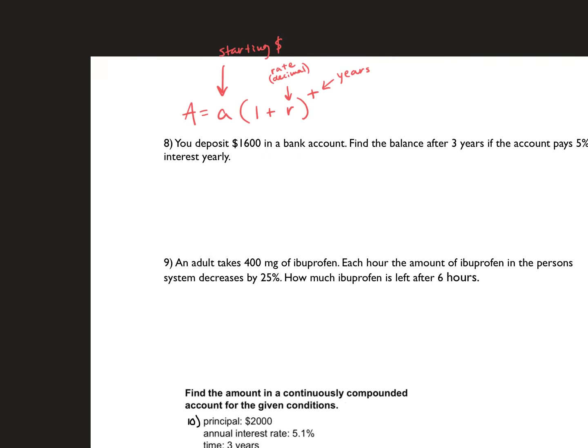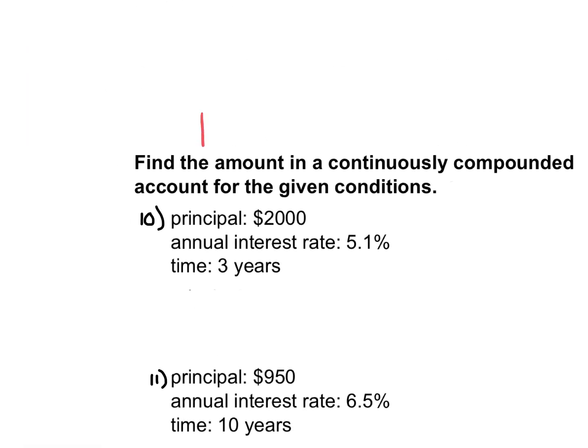So you're going to use that formula for 8 and 9. And then for 10 and 11, you use the other one that's compounded continuously. So that's P times e raised to the power of rt. PERT is what we call it.